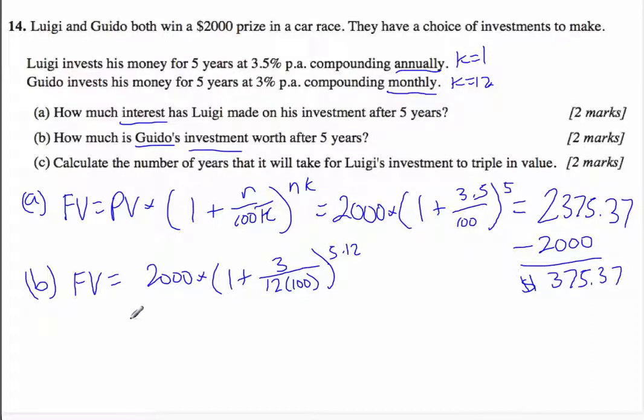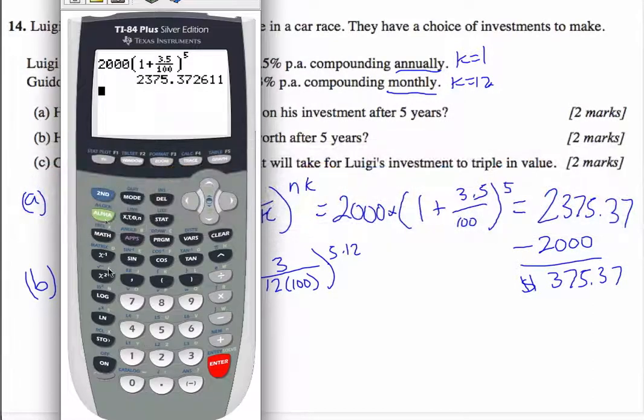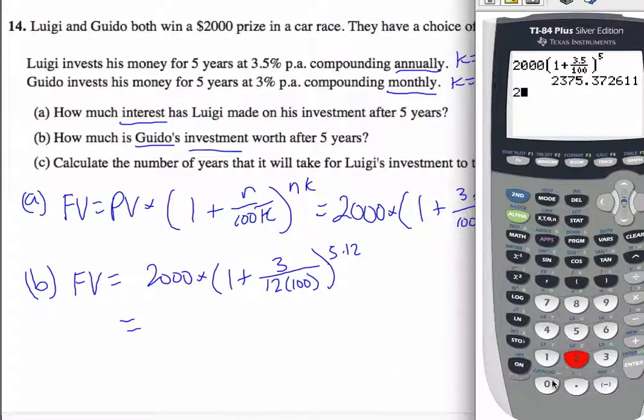And let me just put that on the calculator again. So 2,000 times 1 plus, alpha y equals, get that fraction, 3 out of 1,200. And this is 5 times 12. I know that's 60. You can write 5 times 12 up there. Oops, I made a mistake because that's not to the power of. Let me press to the power of 60. So 2,000. Oh, it's 232323. So that's easy to remember.